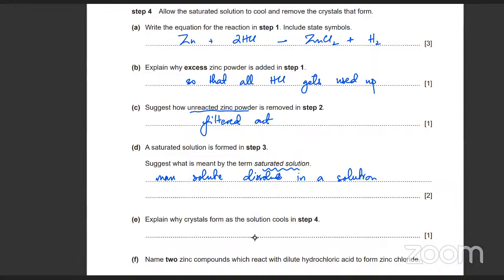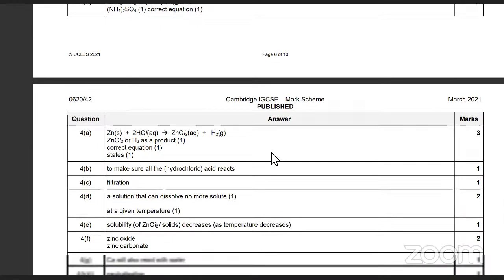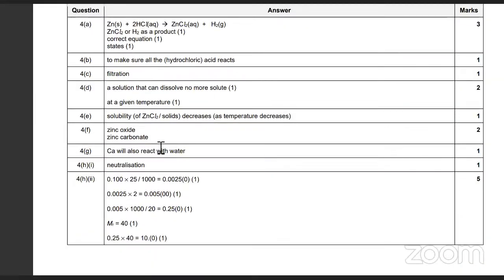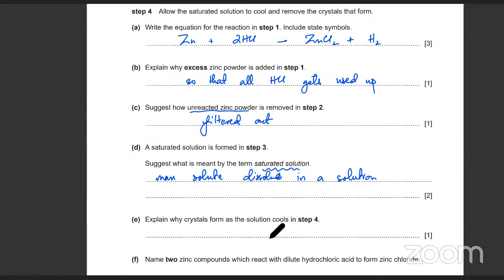Explain why crystals form as the solution cools. Why do they form? इसका वैसे मुझे भी नहीं पता कि supersaturated होता है, so they obviously form, but why? क्या इसका answer होगा? अच्छा, cools. जब आप कूल करते हो ना, solubility decreases. So अच्छा ठीक है, that makes sense. Obviously crystals are forming because the solubility is decreasing.